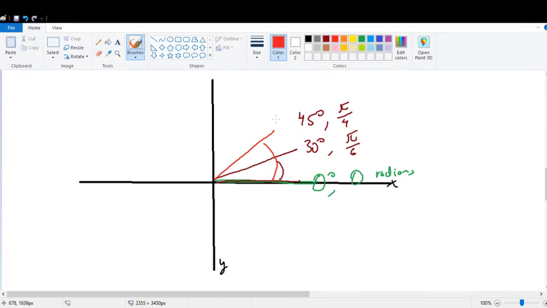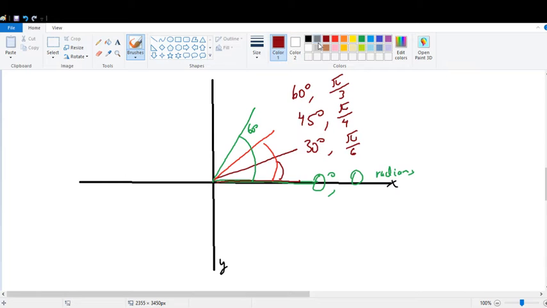Okay, let's say I have another angle. This angle is 60 degrees. So if I have 60 degrees, if I multiply times pi over 180, I end up with pi over 3 radians.